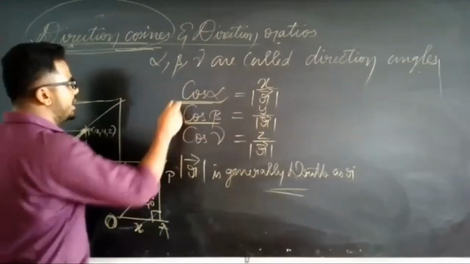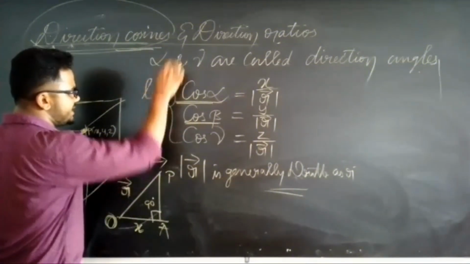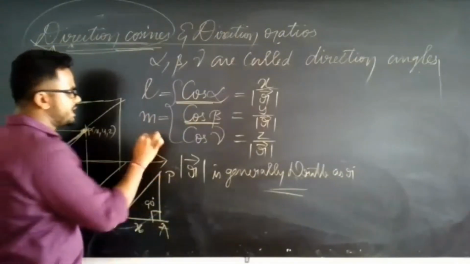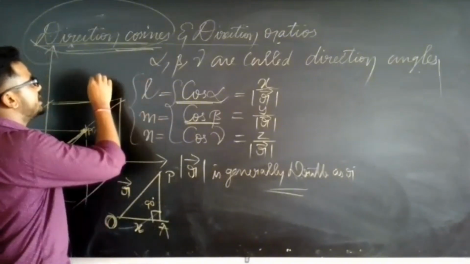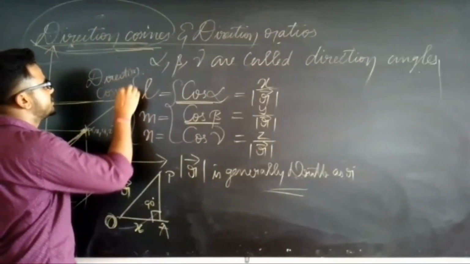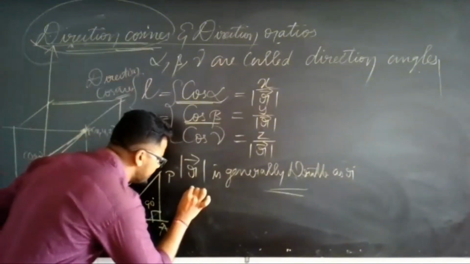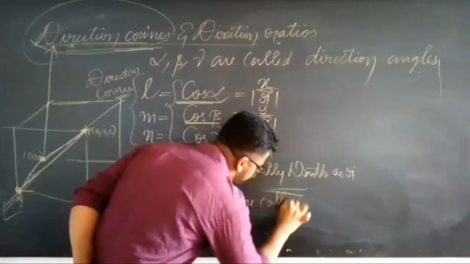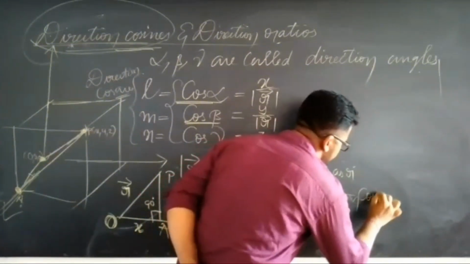Therefore, writing cos alpha is difficult. So what I am going to do, let me consider this cos alpha as L. Let me consider cos beta as M. Let me consider cos gamma as N. See, these are all the direction cosines. Is it clear to you? These L, M, N are called direction cosines. Clear to you?